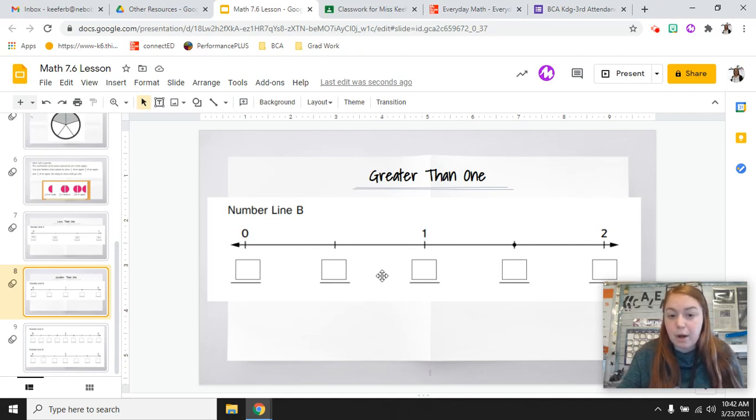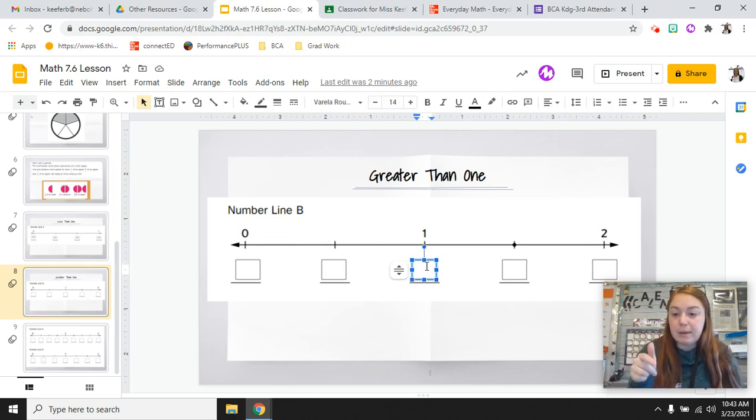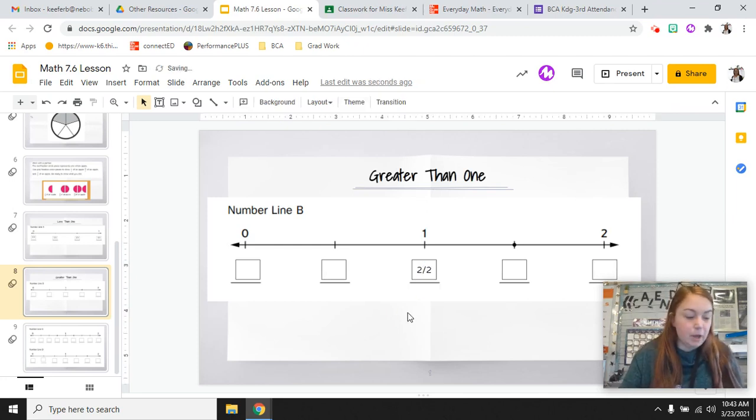Okay? This is one whole, but it's half of the timeline or half of the number line. So if this part here is one whole, 0 to 1, how many spaces are there in between 0 and 1? We have 1, we have 2. So if we have 2 spaces, what would our whole fraction be? It would be 2 halves, okay?